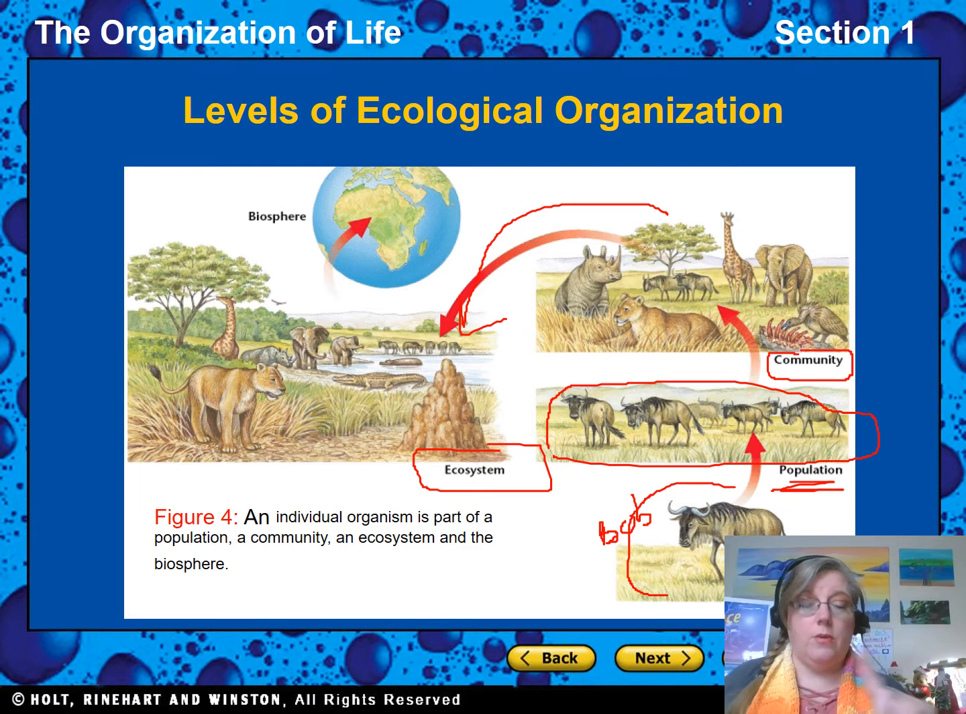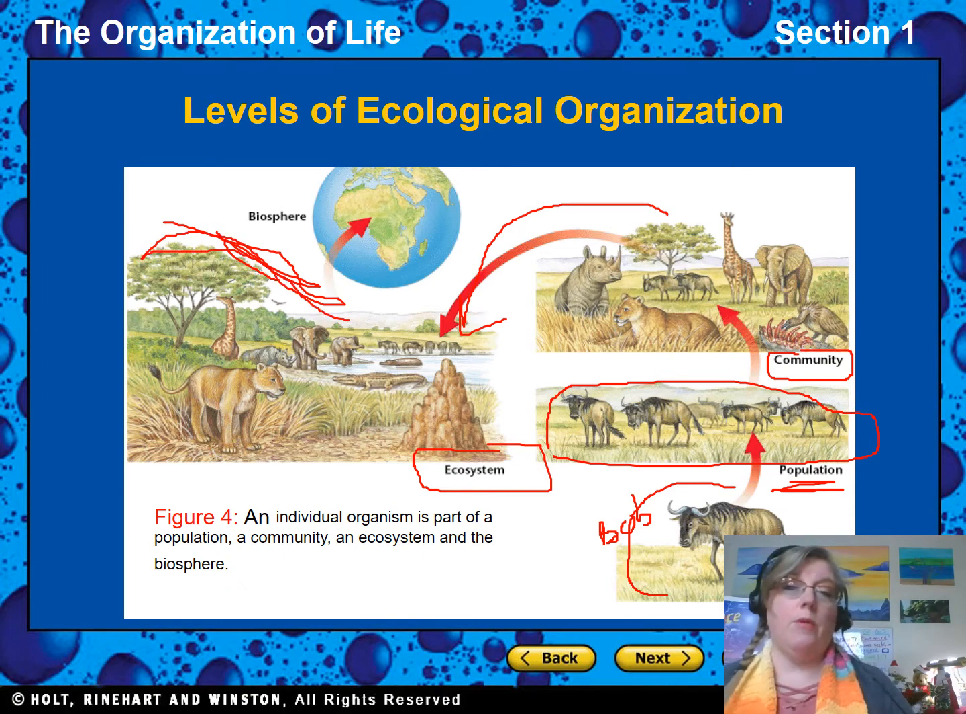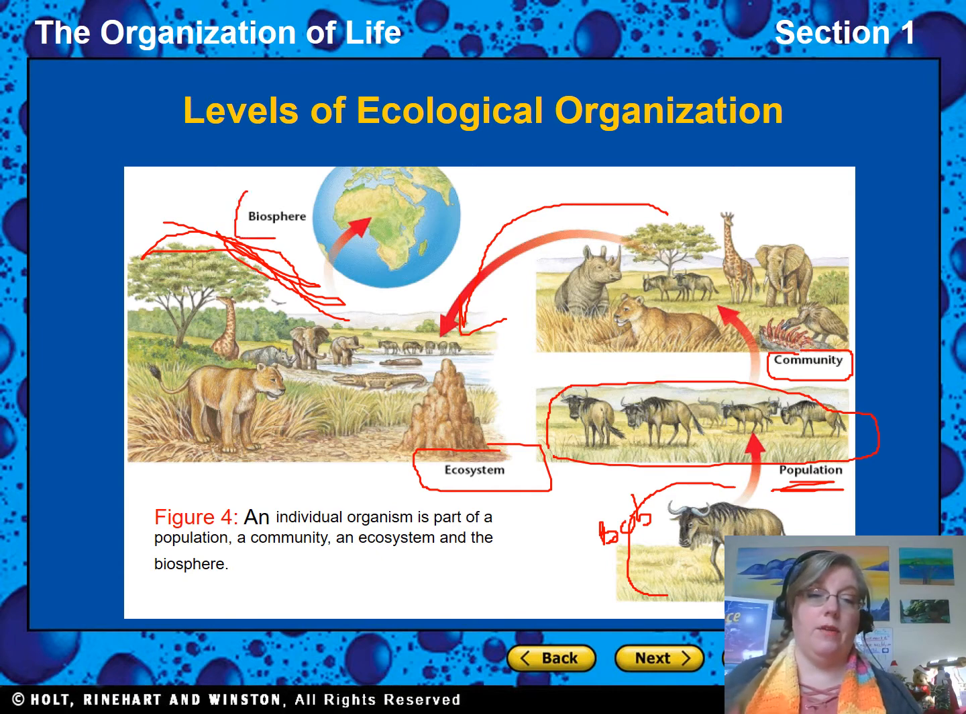So we start off with a single organism, that's organism. Then population is all of the same type of organism in an area. Community is all of the living things in that area. Ecosystem is living plus non-living things in that area. Then there's one here that's left off, biome. This is the biome of savanna. And then after the biome, you put everything together into the biosphere. So those are the levels of organization that we use.